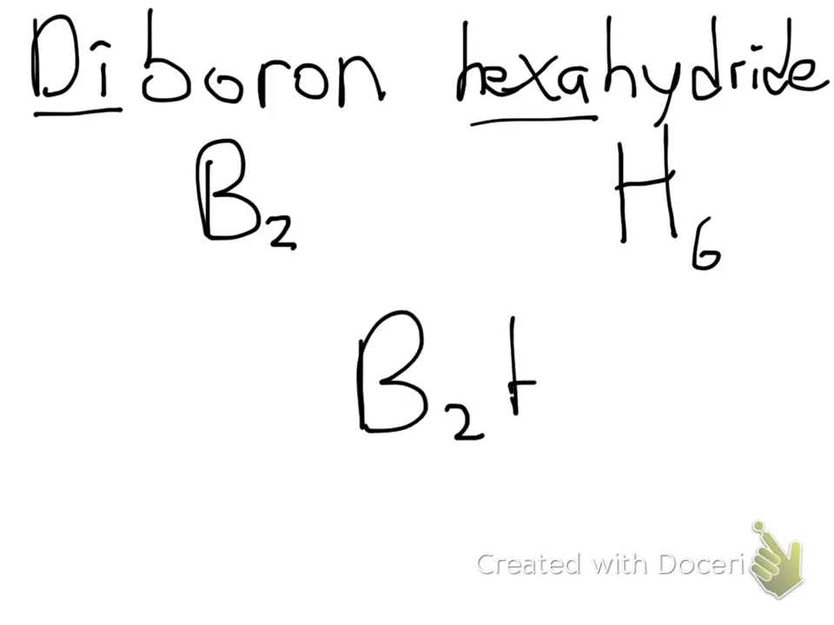And when you put those two together, you get B2H6, and this will be your chemical formula for diboron hexahydride.